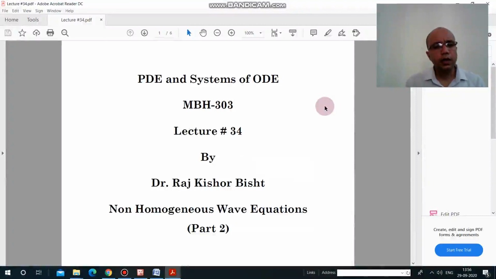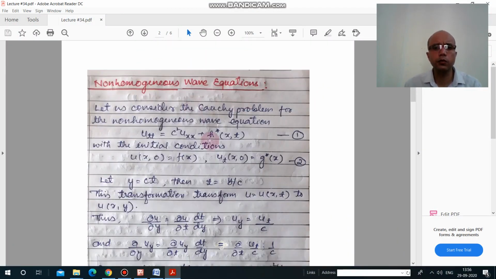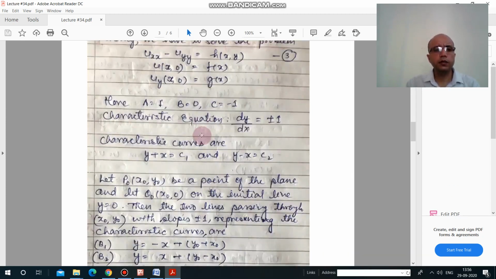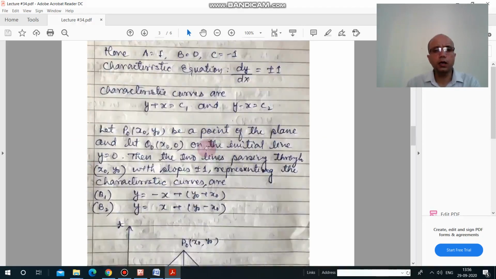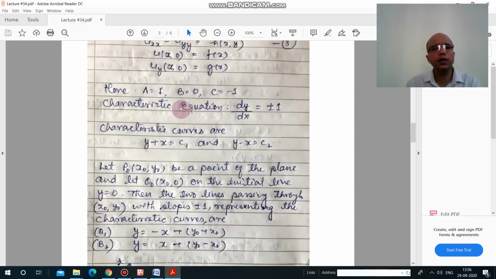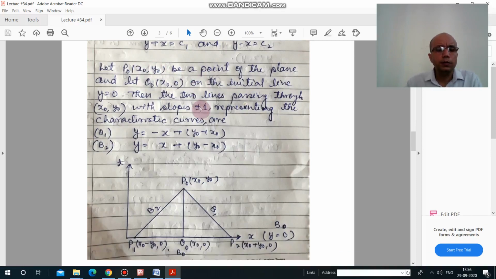Hello everyone. In this lecture, I will continue the solution of the non-homogeneous wave equation which I discussed in the previous lecture. In the previous lecture, we discussed this non-homogeneous wave equation, converted it into this equation, and found the characteristic equation and characteristic curves. To find the solution of this wave equation, we assumed one arbitrary point P0 (x0, y0) on this plane and drew these two characteristic curves b1 and b2.